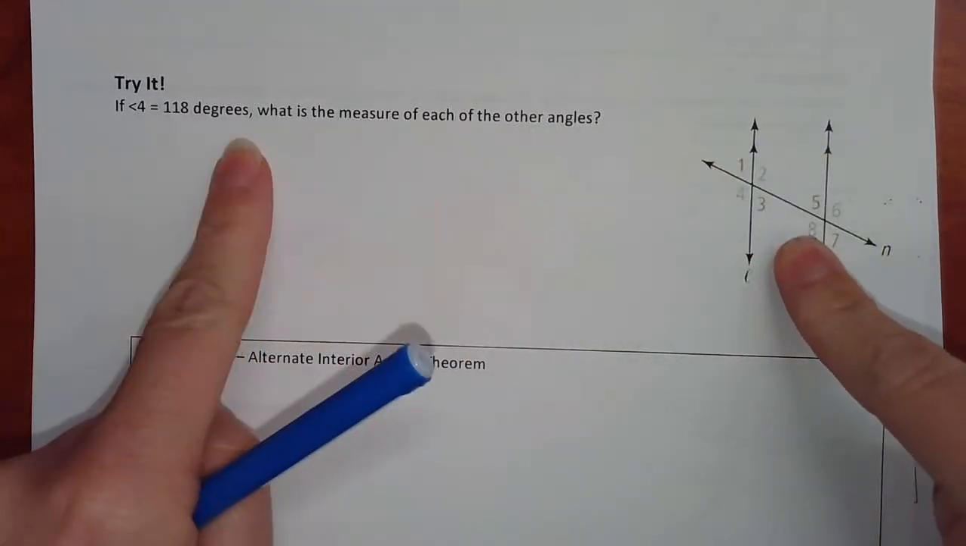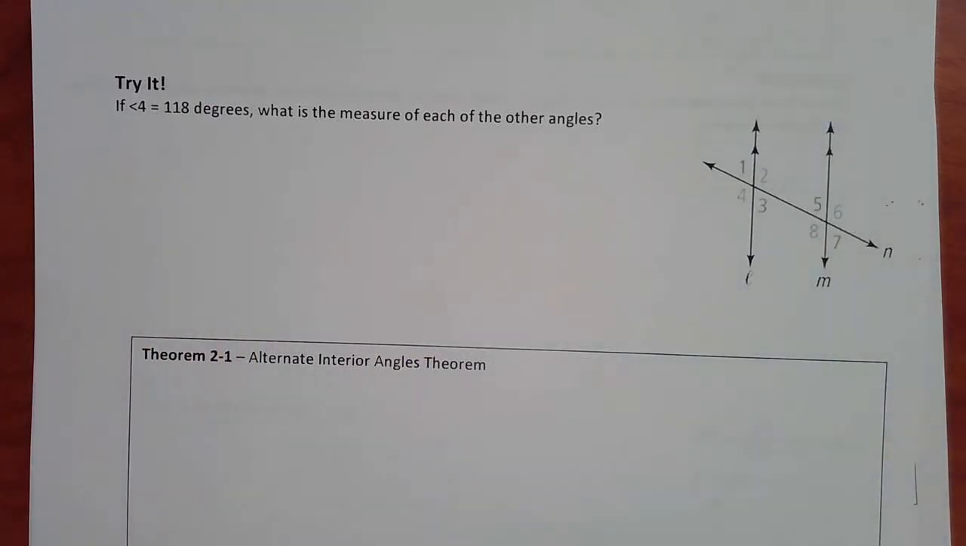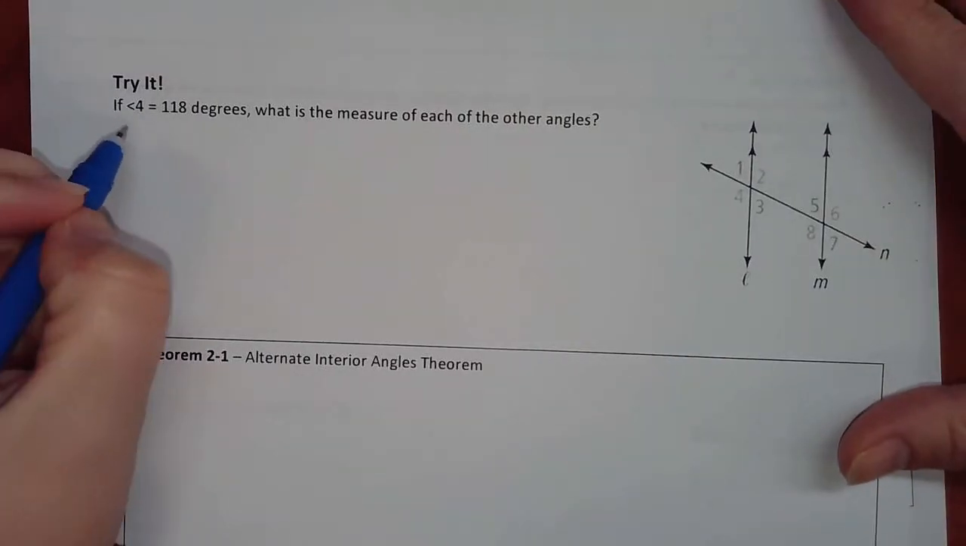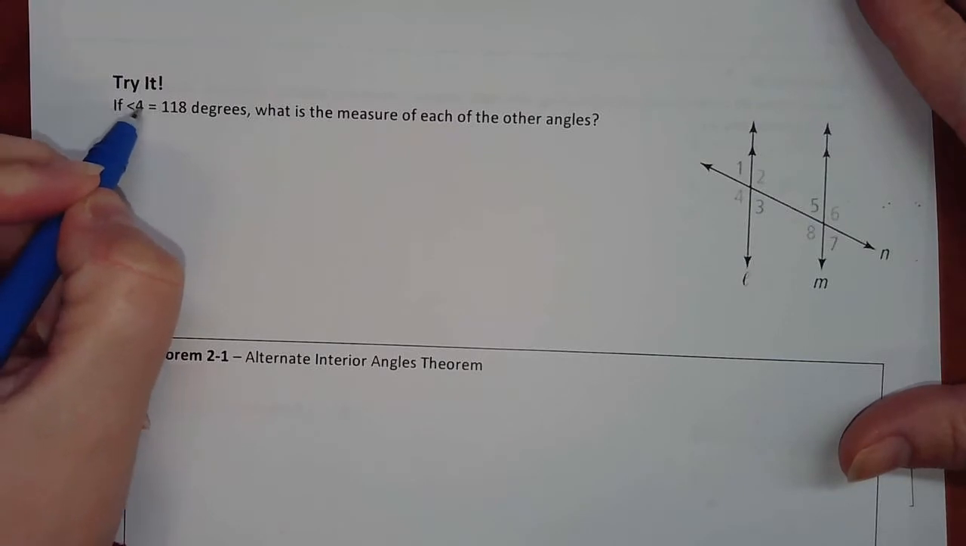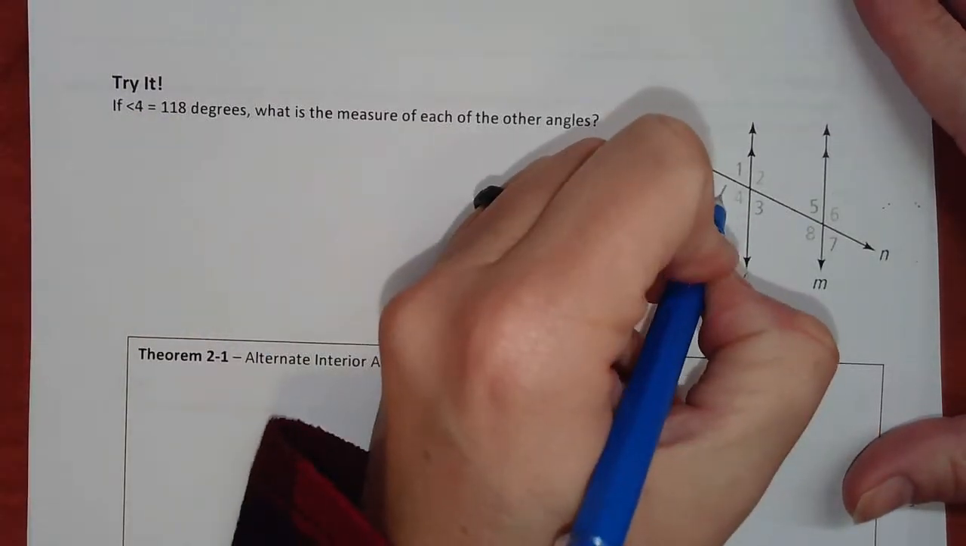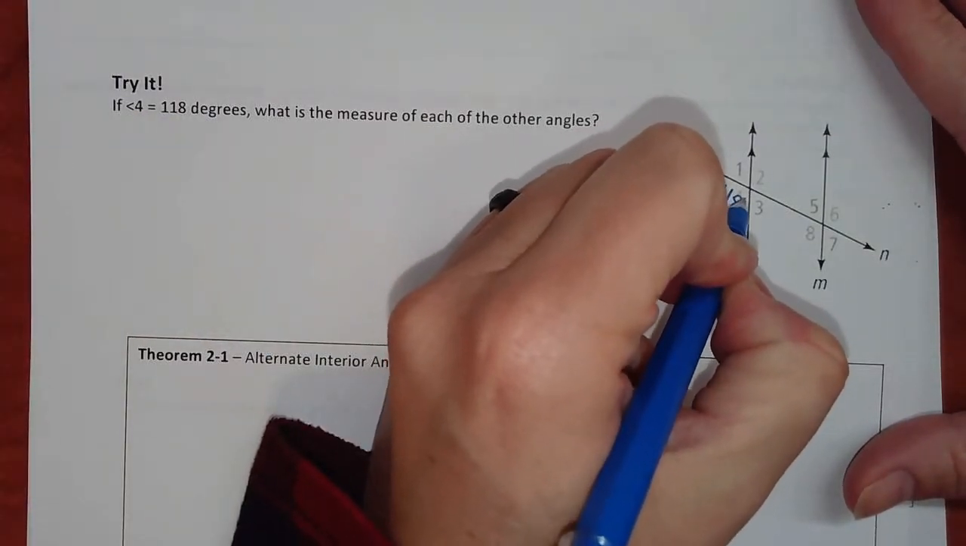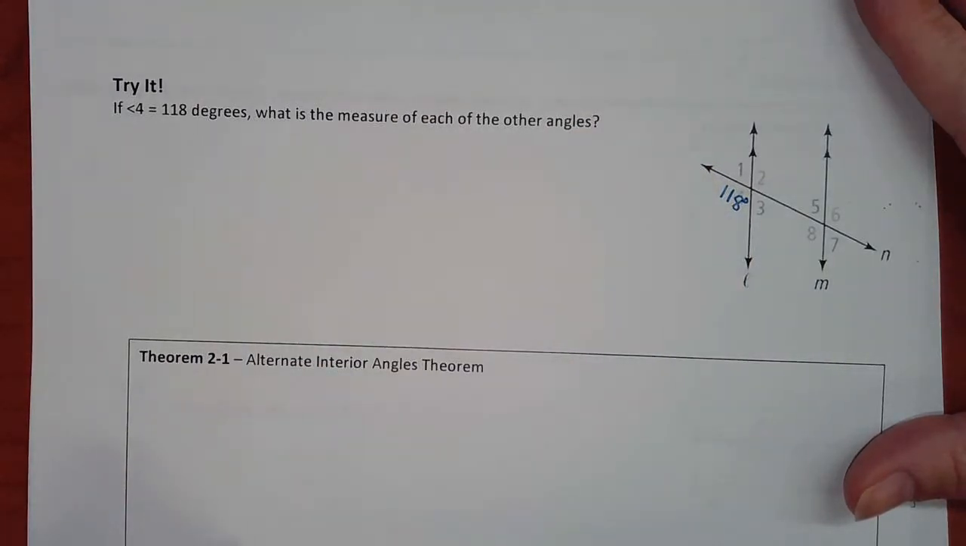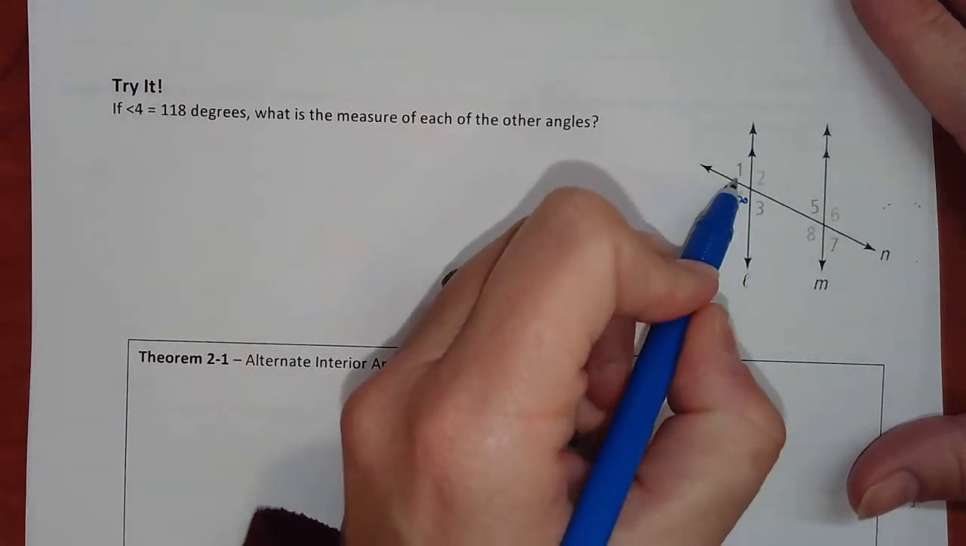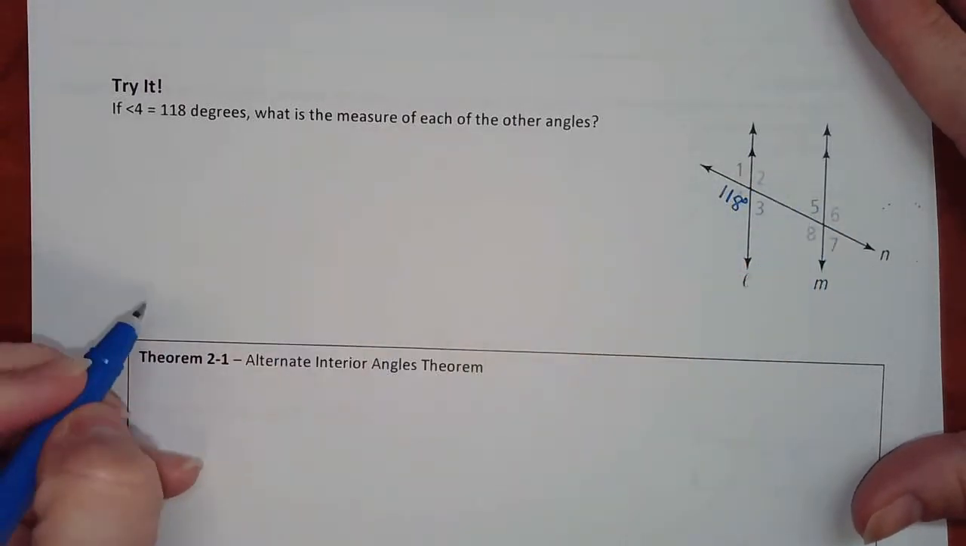I really like these problems, and you probably will see something like it on a quiz or a test or even your midterm exam, probably even your final exam, because we like these this much. So it says here in the directions that if angle 4 equals 118 degrees, and I am a labeler, so I'm going to label my picture. It says, what is the measure of each of the other angles? So given that this is 118, I can find all of these different angle measures.